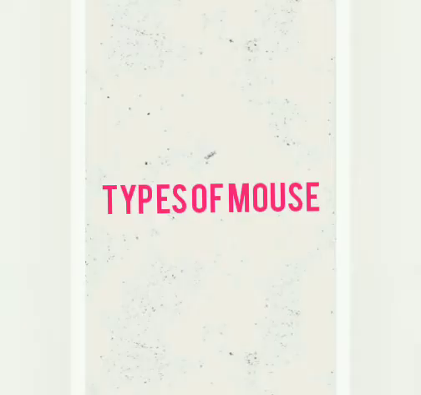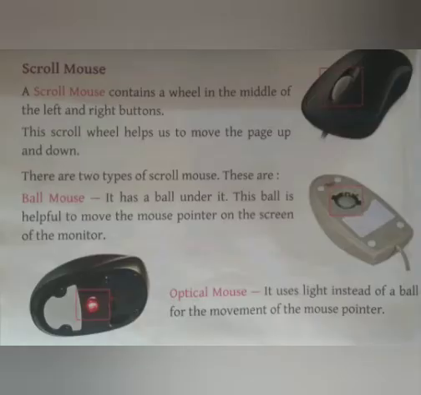Next topic is types of mouse. Let us first understand what is a scroll mouse. A scroll mouse contains a wheel in the middle of the left and right buttons.